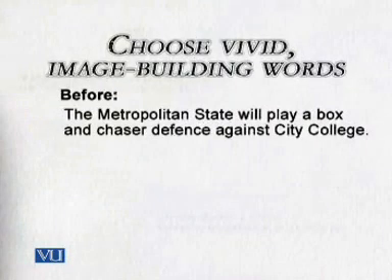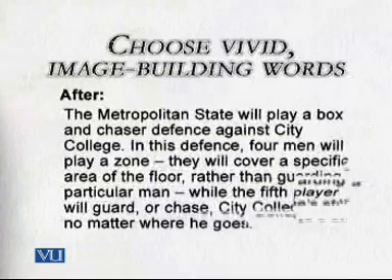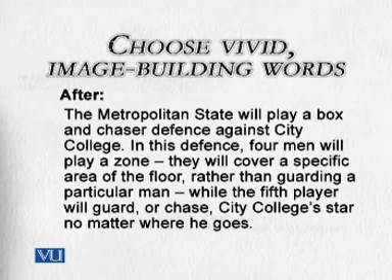So this can be rewritten this way. The Metropolitan State will play a box and chaser defense. Now you would see this box and chaser thing explained for its meaning. In this defense, 4 men will play a zone. They will cover a specific area of the floor rather than guarding a particular man, while the 5th player will guard or chase City College's star no matter where he goes. If you want to use a term, then tactfully translate that term in your sport details and then convey the meaning. Or don't try, go for the familiar, easy to understand word.